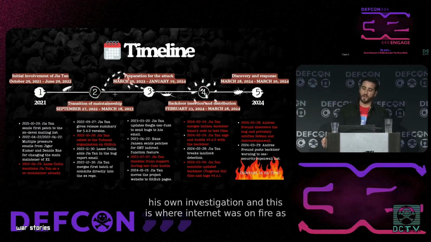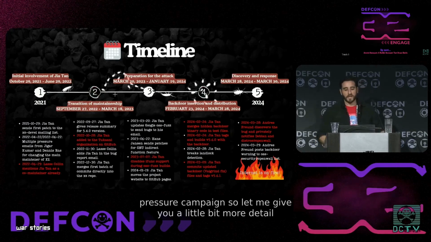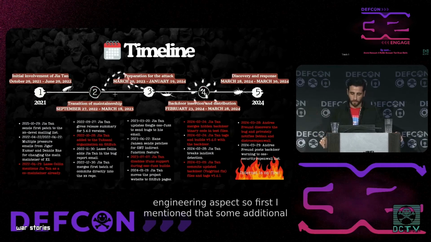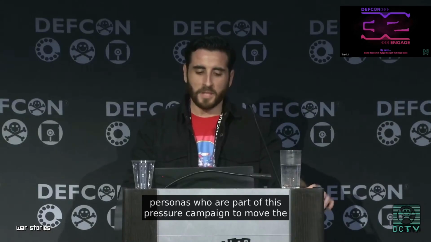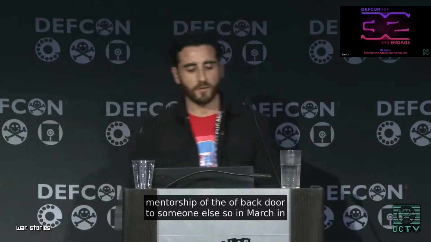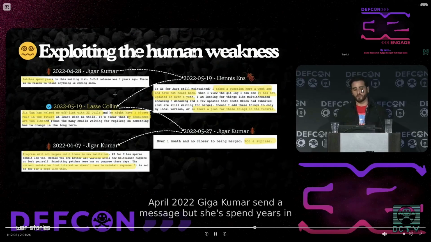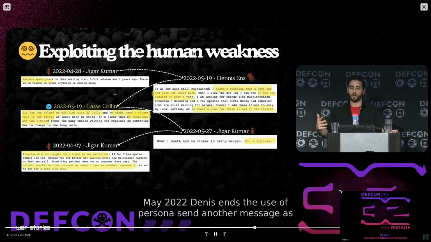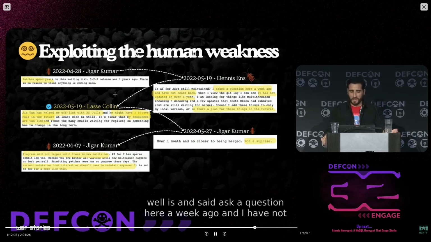And then the last phase, phase number 5, which I call discovery and response, from March 28 to March 30. This is where Andres found the backdoor, started to alert and to send the email with his own investigation, and this is where the internet was on fire. But there is something which is interesting. I talk about the pressure campaign, so let me give you a little more detail about that, because this is quite interesting from the social engineering aspect. First, I mentioned that some additional personas were part of this pressure campaign to move the maintainership of the project to someone else.